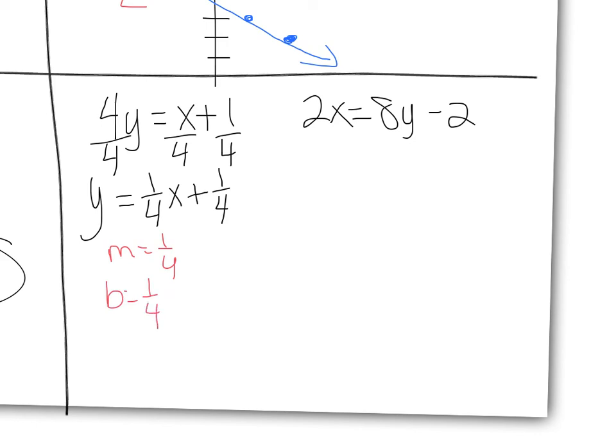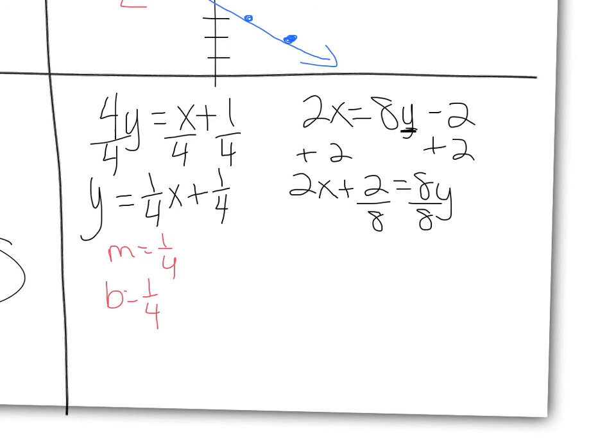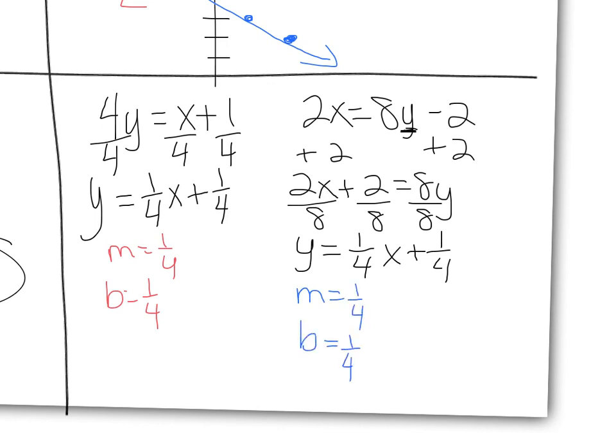And for my second line, I need to get it in y equals, so if I'm solving for this y here, maybe I start by adding 2 to both sides. So I have 2x plus 2 equals 8y, and then I can divide everything by an 8. And I'm going to flip it around so my y is first. So y equals 1/4 x plus 1/4. So I have a slope of 1/4, a y-intercept of 1/4.